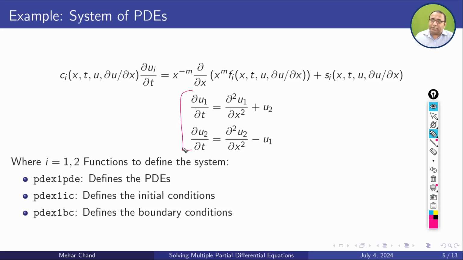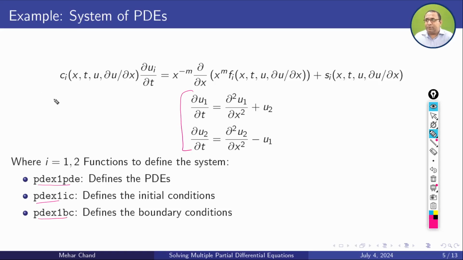After that we need to apply this equation, and we are given here the system of partial differential equations. Two equations are there, so i is equal to 1, 2. This will define the system, and what we do is create pdex1pde, which will define the partial differential equations, pdex1ic, which will define the initial conditions, and pdex1bc, which will define the boundary conditions.